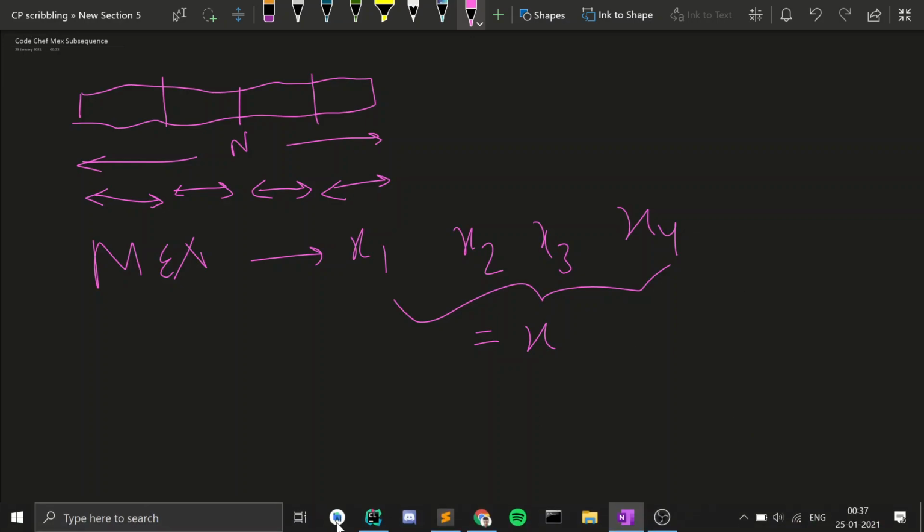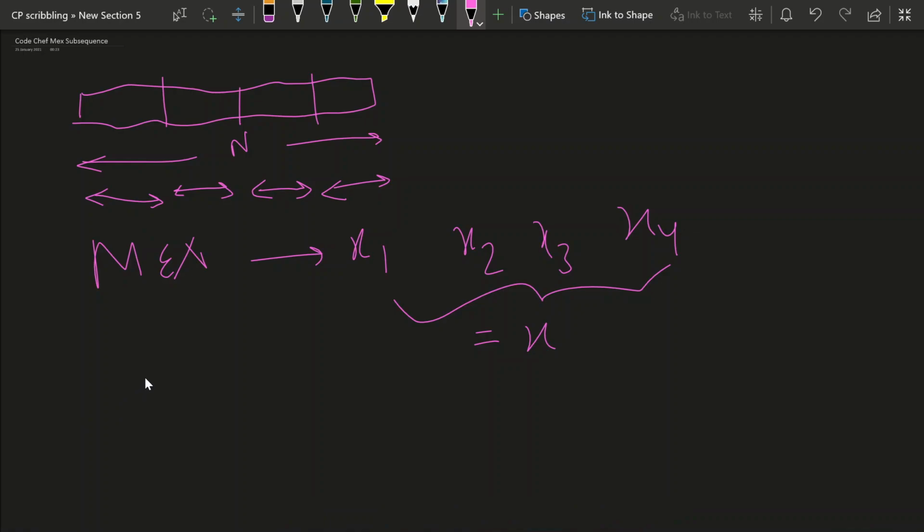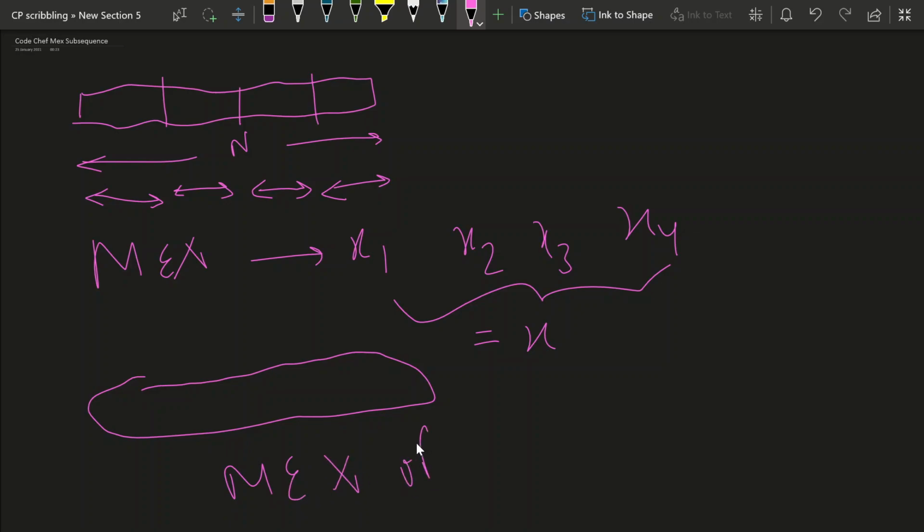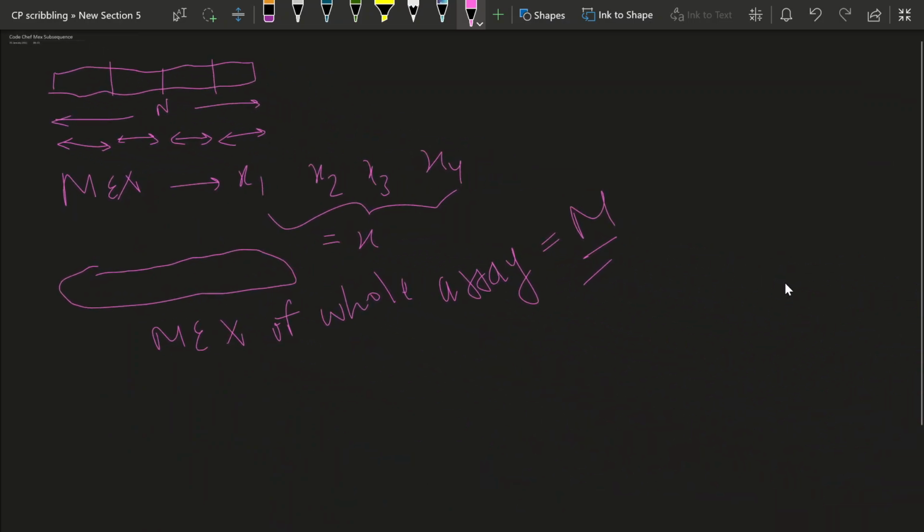It was not a very quick observation, to be honest, but this is one observation. First of all, let's consider the max of the whole array to be m. I'm using a mouse, so please don't mind my handwriting. When I was solving this question, I tried to prove that after my partitioning, the value of this x should be equal to m. This was an intuition that I had, and then I went on to prove this.